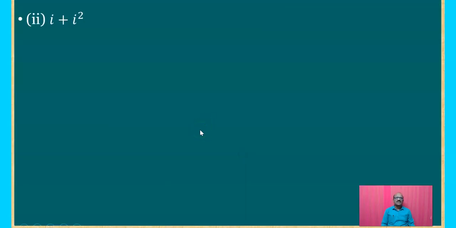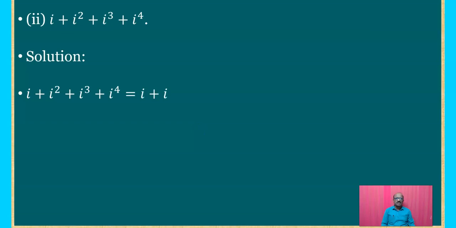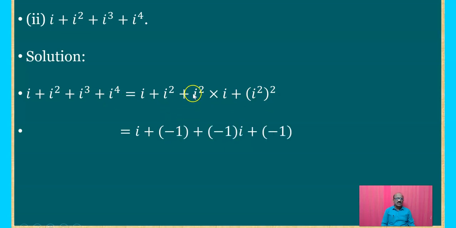Okay, next is the second one: i plus i² plus i³ plus i^4. i³ can be written as i² into i. i^4 can be (i²)². i² is -1, so i² into i is -1 into i, and (-1)². So we get i minus 1 minus i plus 1, and plus i minus i get cancelled, plus 1 minus 1 get cancelled, and overall you will get 0.